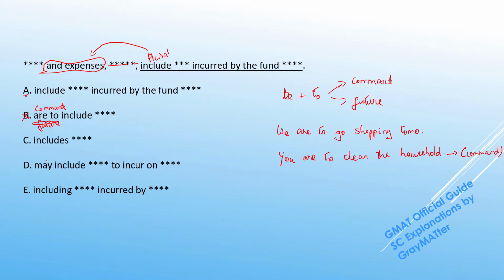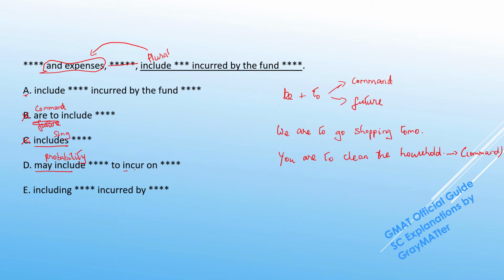So B goes off. C reads includes, and this is a singular verb. So this is a clear case of subject verb disagreement. So we can eliminate C. And D says may include. Now the usage of may indicates that this is a probability that these fees and expenses may include, possibly. So we can understand that this is not the intended meaning because we're not talking about a probability. We just have to talk about what these fees and expenses actually include.